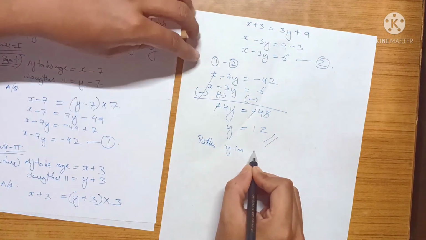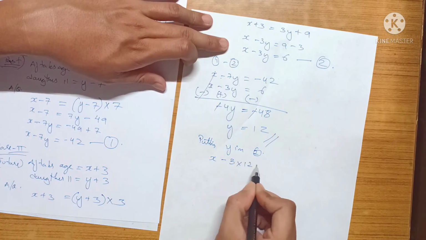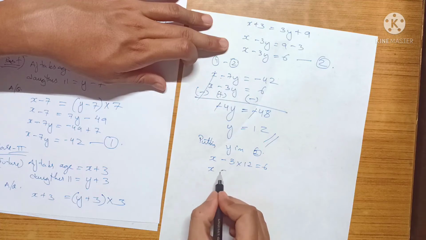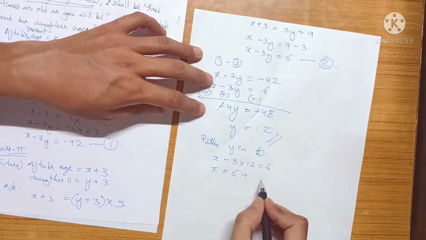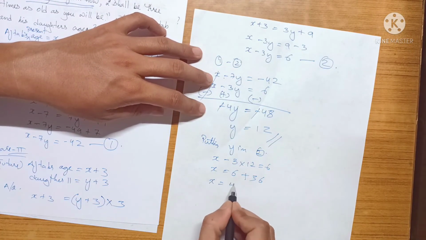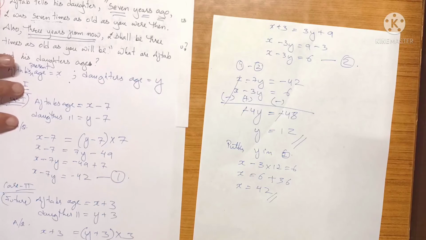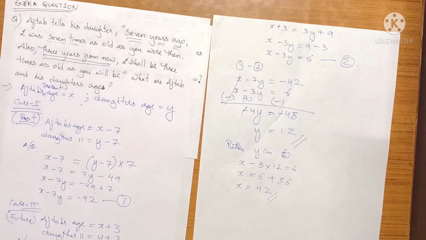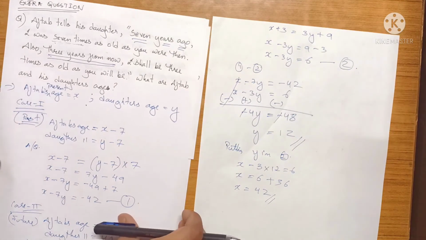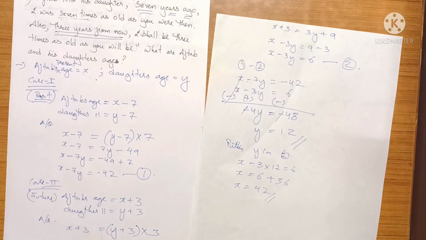in any of the equations. Let's put in equation 2. It looks easier. Doesn't matter where you put, you'll get the same answer. 3 into 12 equal to 6. x, 12 threes are 36, this is minus, it will become plus if you send it that side. Okay, 36. So x is 42. So the daughter is 12 years old and the father is that many years old. So you can write the question first, or once you have written the question, write the answers as well.